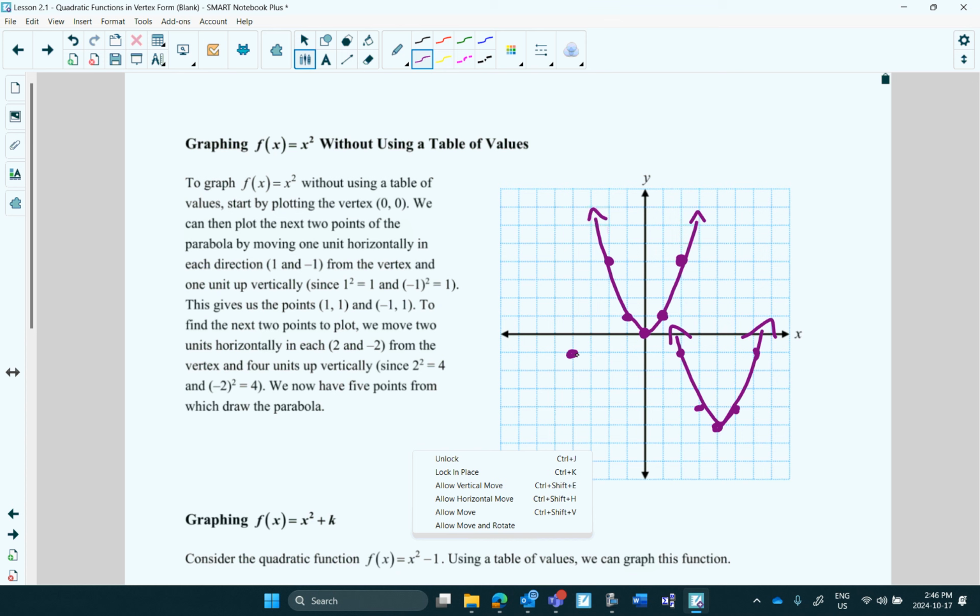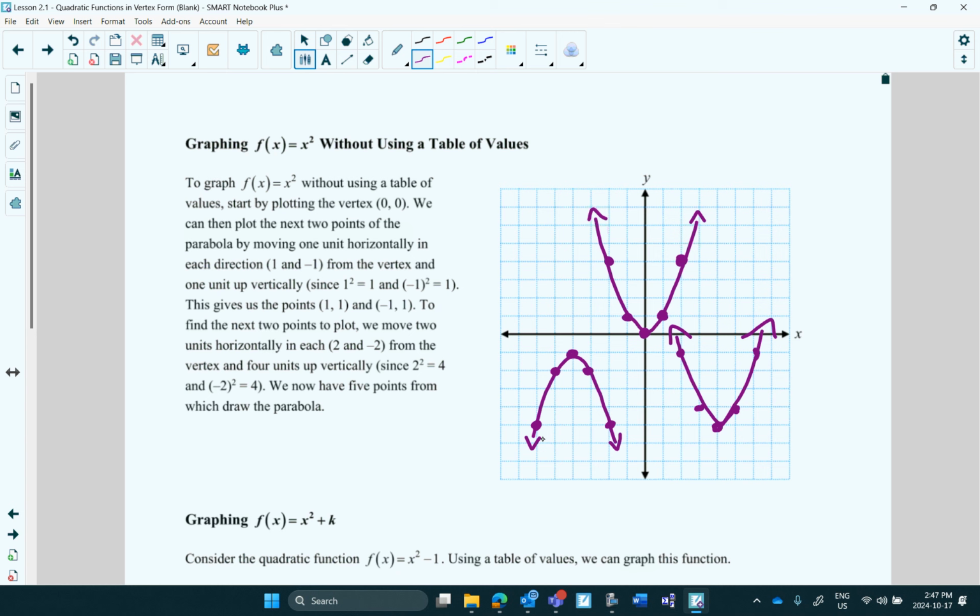So, and if I said this time it's going down, well, I go 1 across, 1 down. And then back to the vertex, 2 across, 4 down. So once you've got the vertex, the other points are very easy to get. That allows us to not have to worry about a table of values.